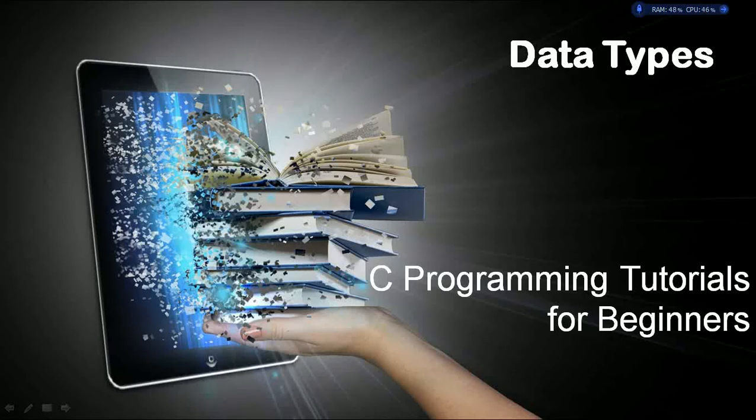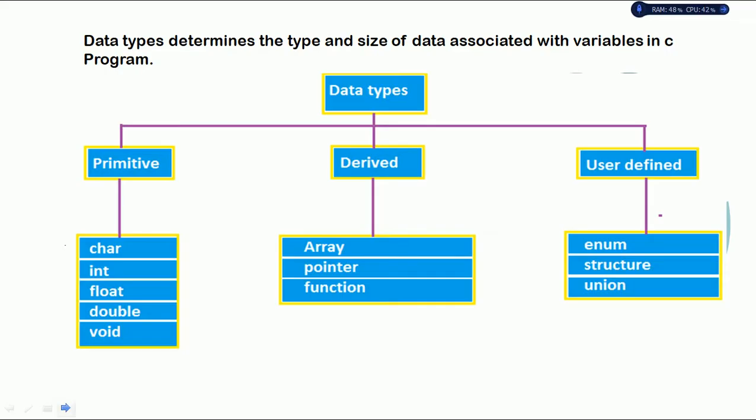Everyone, in this video I am going to explain the concept of data types in C programming language. So what is a data type? Data types are used to determine the type and the size of data which is associated with a variable in C programming language. You can write a program for doing some computational part.